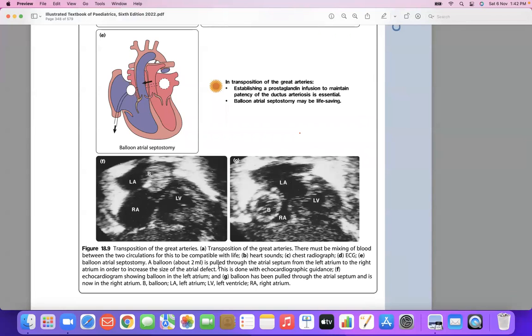A balloon of about 2 ml is pulled through the atrial septum from the left atrium to the right atrium in order to increase the size of the atrial defect. This is done with echocardiographic guidance. Okay, and also under the guidance of echocardiogram showing balloon in the left atrium.